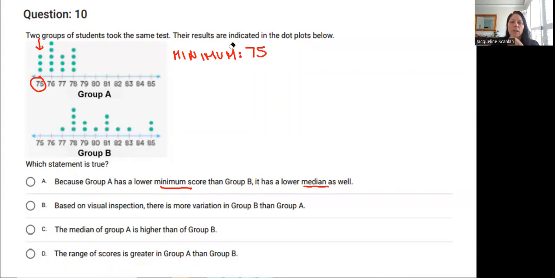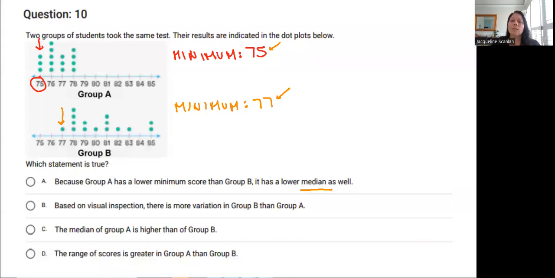Excuse me, guys. Sorry about the coughing. For group B, the first dot is above the number 77. So the minimum of group B is 77. And it says, because group A has a lower minimum score than group B. Well, group A does have a lower score than group B. So far this one is checking out as okay. So in order for me to see if the rest of it is true, I have to do the second part. The second part says it has a lower median as well. Well, that's a whole different story.